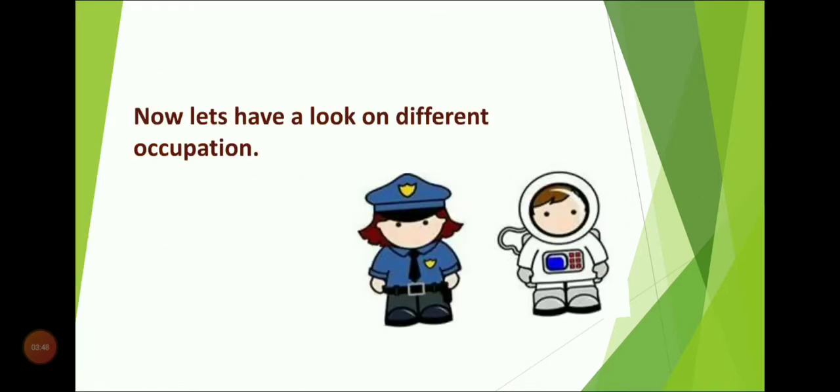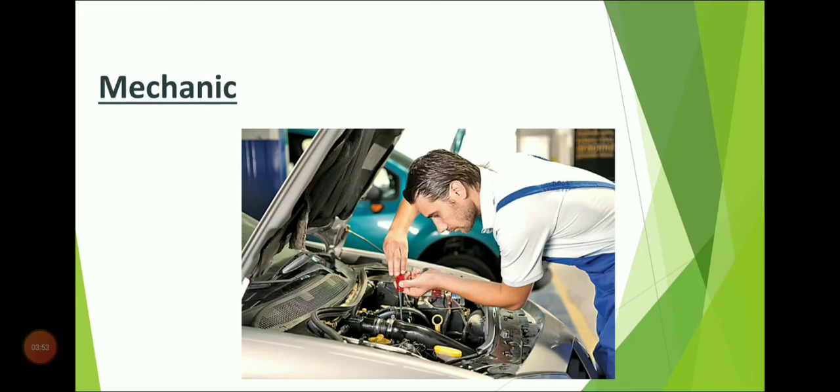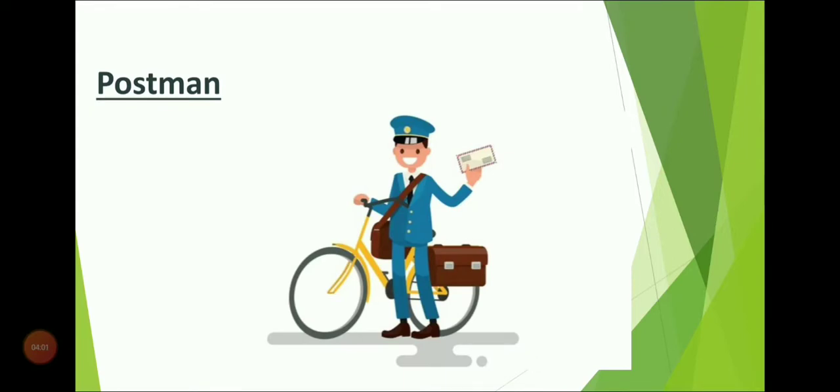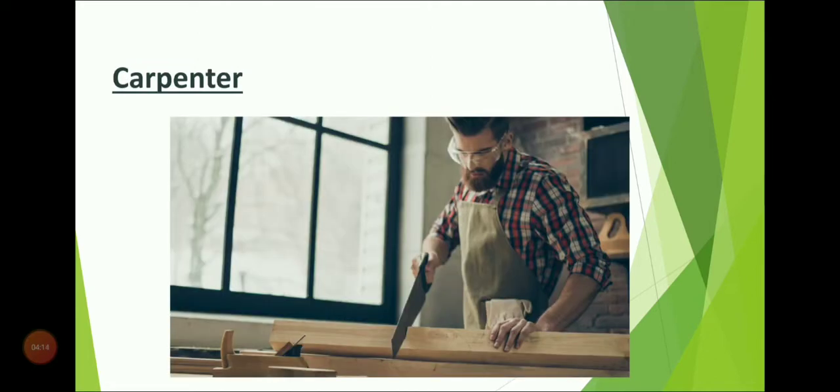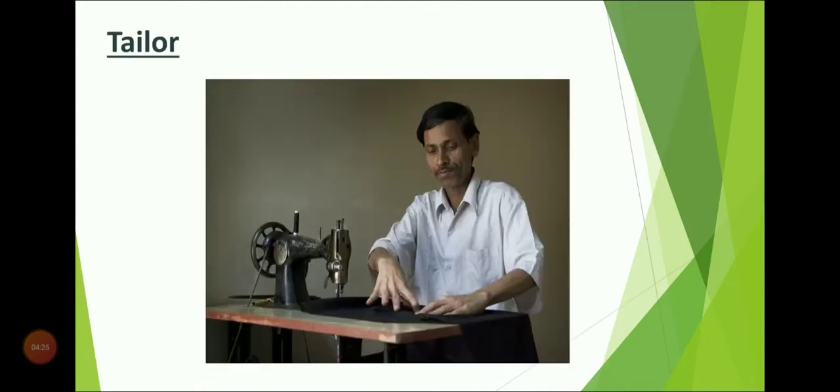Students, now let's have a look at different occupations. Mechanic. A mechanic repairs machines and vehicles. Postman. A postman brings letters and parcels. Farmer. A farmer grows crops, fruits and vegetables. Carpenter. A carpenter makes and repairs wooden things and furniture. Tailor. A tailor stitches our clothes.